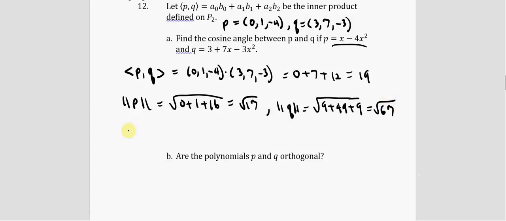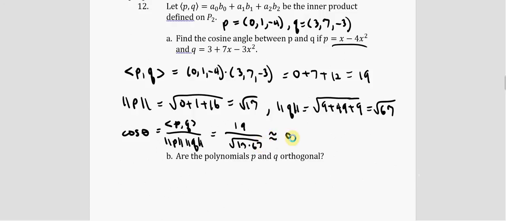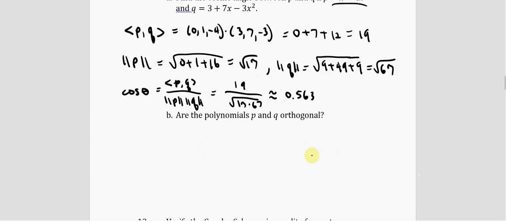And so cosine theta is the inner product of p and q all over the norm of p times the norm of q. So this becomes the 19 all over the square root of 17 times 67. And it's on your calculator. It's just point, get close to it, 563. Okay. So just approximately.